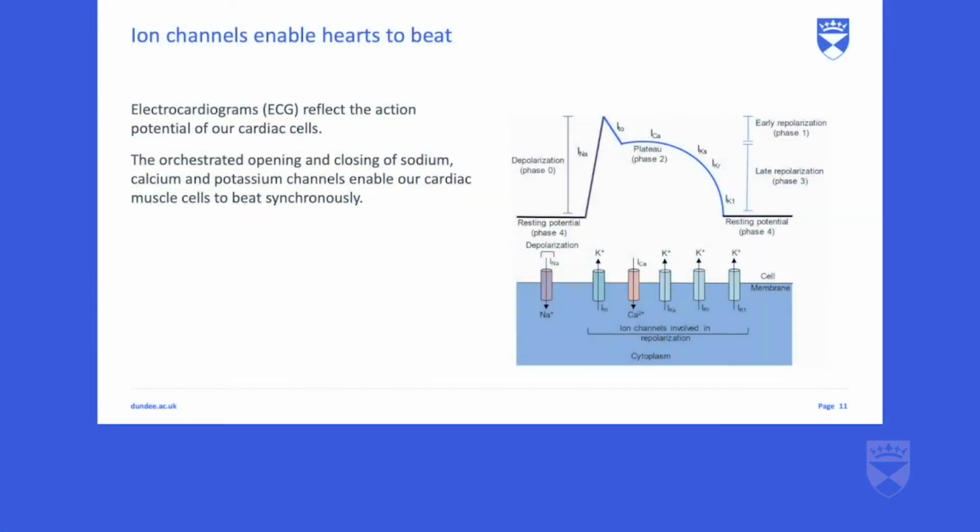Ion channels are also crucial to enable our hearts to beat. You will all have seen electrocardiograms or ECGs, and those reflect the action potential of our cardiac cells. Here, the orchestrated opening and closing of sodium, calcium, and potassium channels enable our cells in the heart to beat at the same time and thereby keeping us alive.